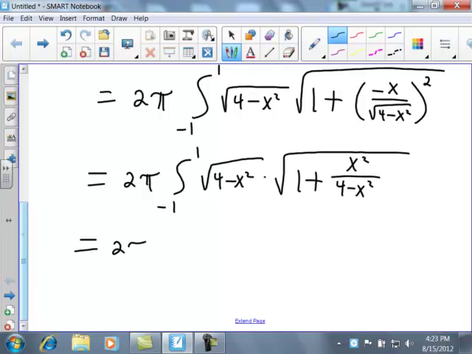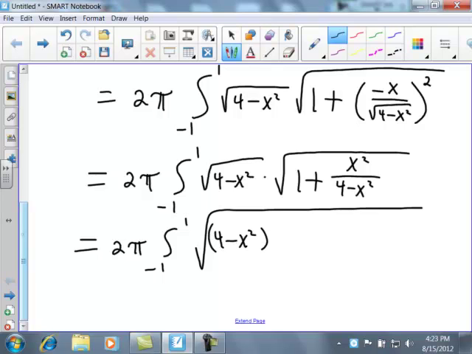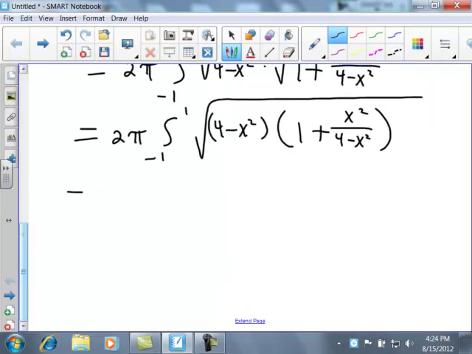So I'm going to rewrite this as 2 pi times the integral from -1 to 1 of the square root of all this stuff. So this is 4 minus x squared sitting out here by itself, and that I'm going to have to multiply into 1 plus, and then I have x squared over 4 minus x squared. So that's the first thing you need to recognize, is that since that's a multiplication, I can put that together as one radical. And now I can just deal with what's underneath that radical.